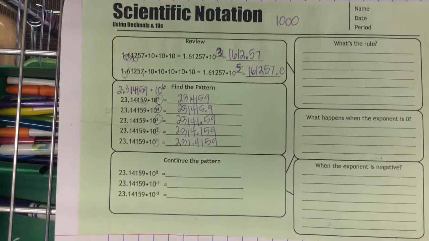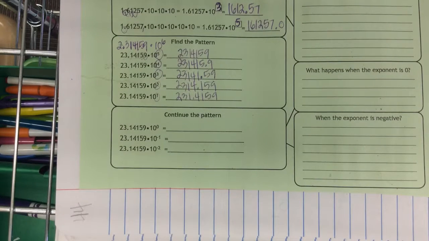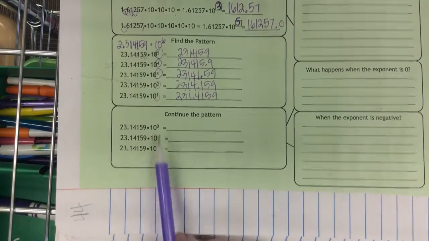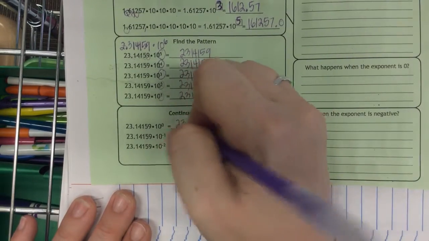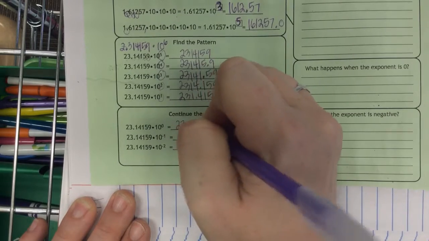Do you remember what happens? Let's continue our pattern. What happens with zeros? Anything to the power of 0 is 1. 1, not 0. It's a special rule. So does having a power of 0 change anything? No. So it stays the same. 23.14159.